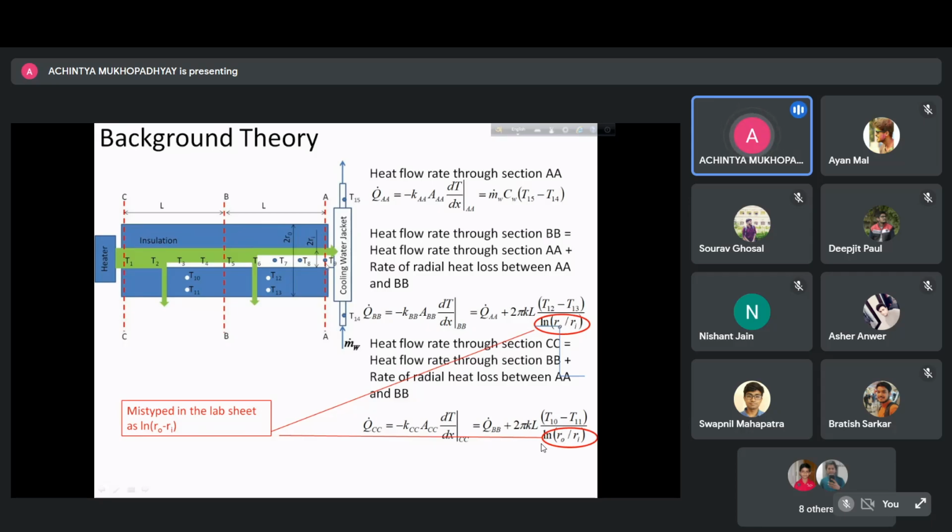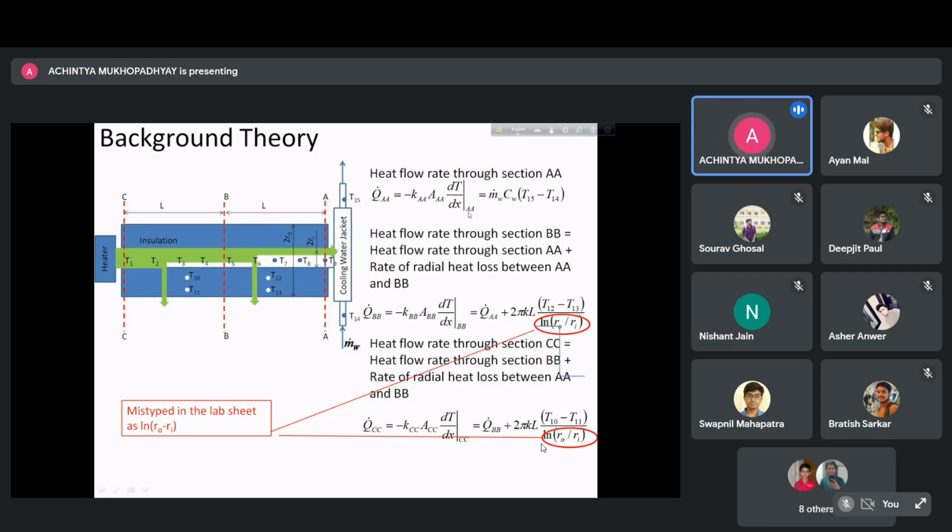This is the amount of heat that is being removed by the cooling water jacket, and all of this heat must be coming through the rod, crossing the rod at the cross section A. So this is the amount of heat that is passing through section A. But how do we get the amount of heat passing through section A? By application of Fourier law, which gives minus k at this location times cross-sectional area at this location times dT/dx at this location.